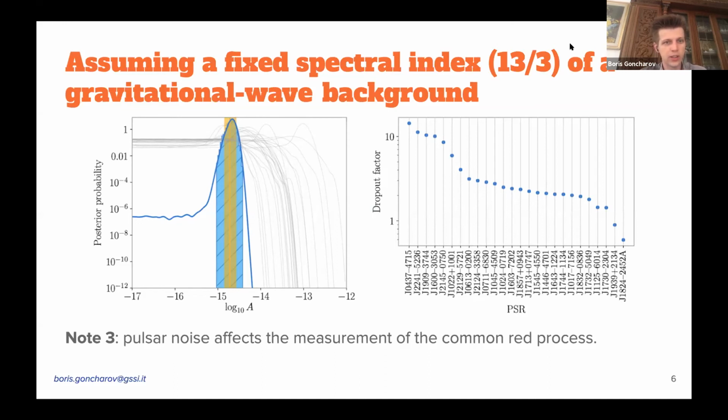And the orange is the NANOGrav measurement. And then on the right is the dropout analysis, which shows that all of the pulsars are consistent with having this common red process. Some pulsars that are not very consistent are actually the pulsars with the strongest red noise. So I guess that's the takeaway message from this slide.